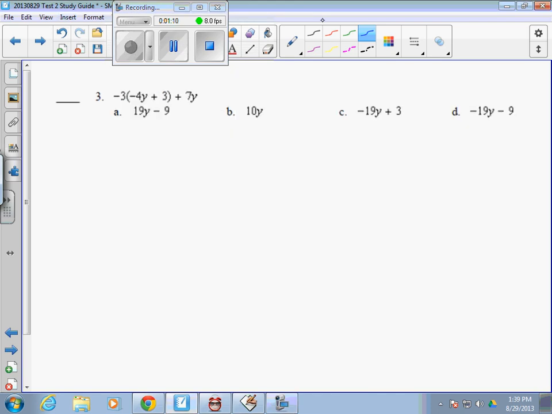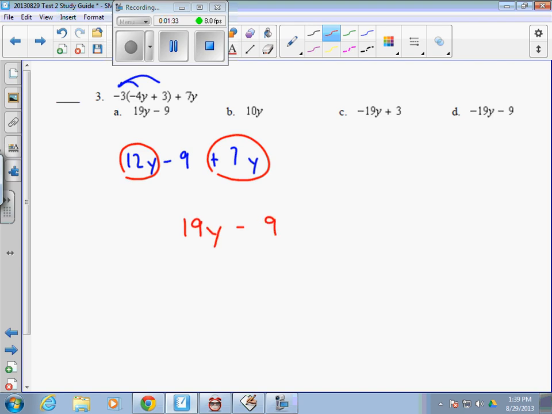Number 3: negative 3 times the quantity negative 4y plus 3, plus 7y. You have to distribute negative 3 first. Negative 3 times negative 4y, a negative times a negative is a positive 12y. Negative 3 times positive 3 is minus 9, plus 7y. Then you combine your like terms. 12y and 7y gives you 19y minus 9. So 19y minus 9, A.